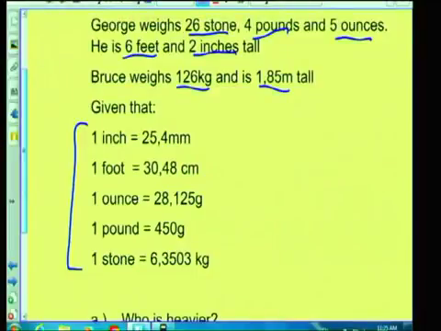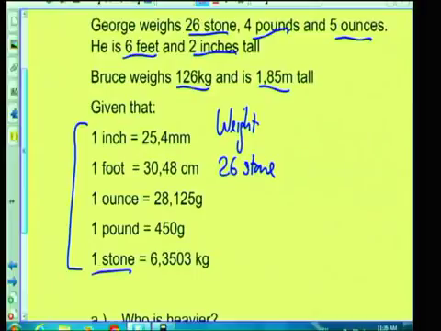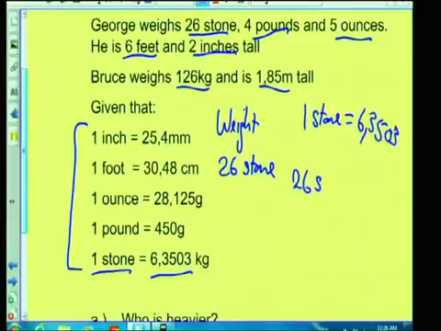So I'm going to start with the weight, also really mass, of George, and we're told first of all 26 stone. So what do we have here? 1 stone is 6,3503 kilograms. So I'm going to say I know 1 stone is 6,3503, and I want to know how many 26 is. So what did I do? I multiplied by 26 to get that.